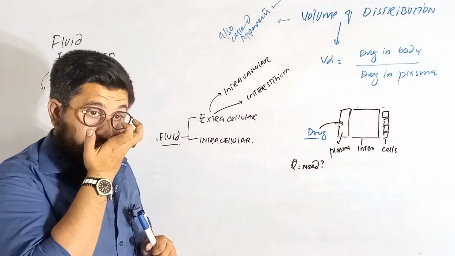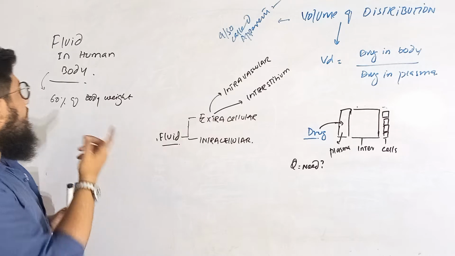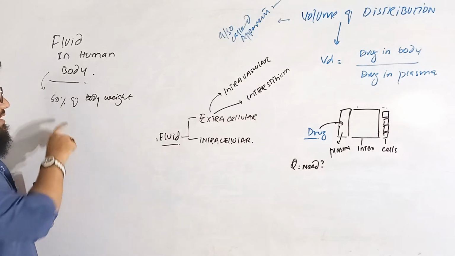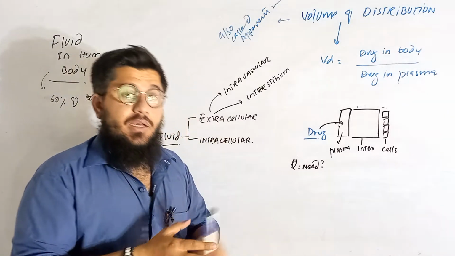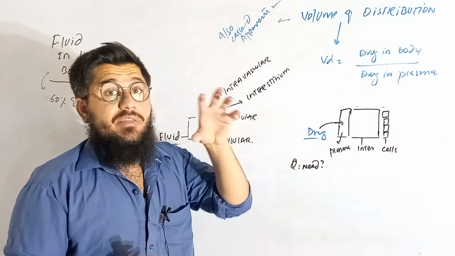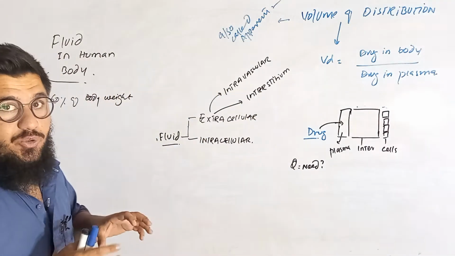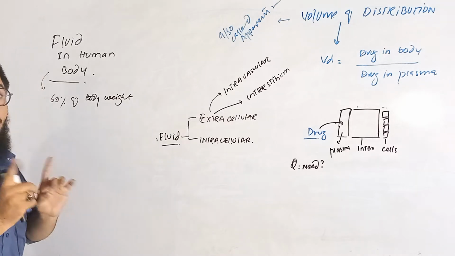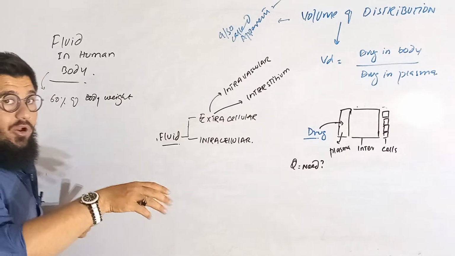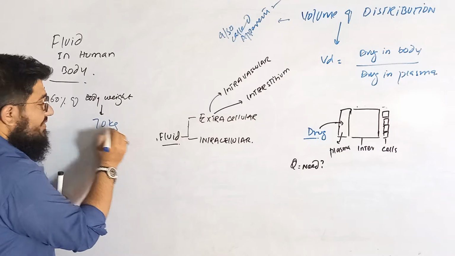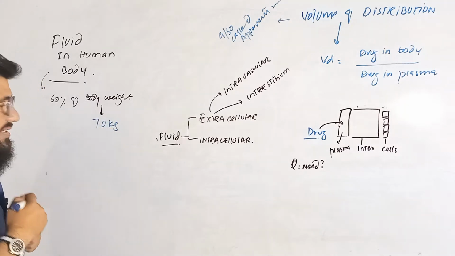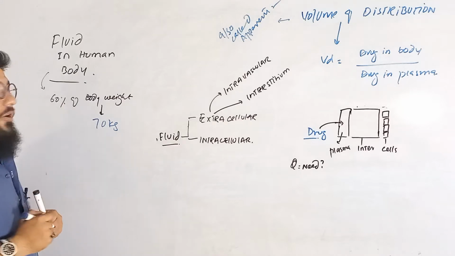What is actually the fluid in the human body? Simple, by definition, it is 60% of the body weight. Whatever is the weight of your body, 60% of that weight is actually the body fluid. Suppose here I have a body that weighs 70 kg. Now a question is asked to me: what is the body fluid of this person?